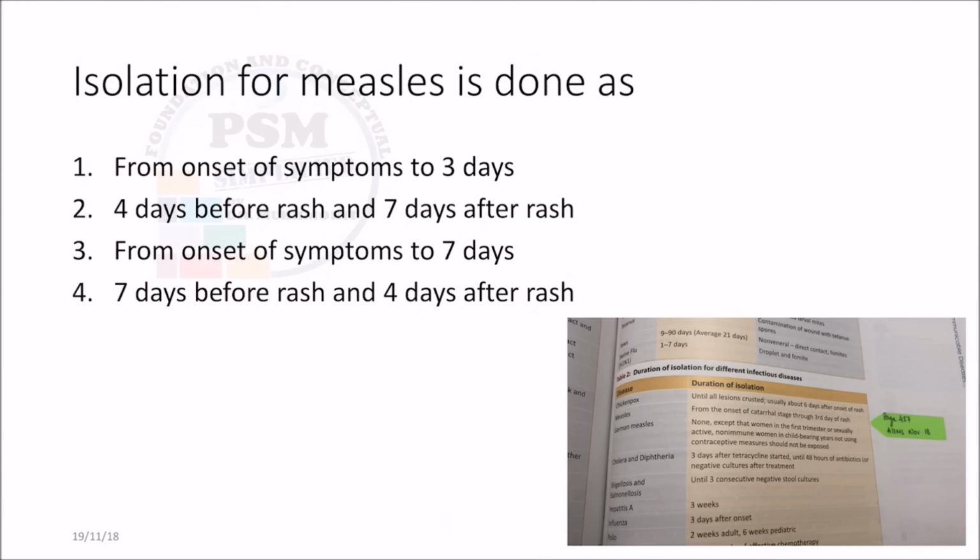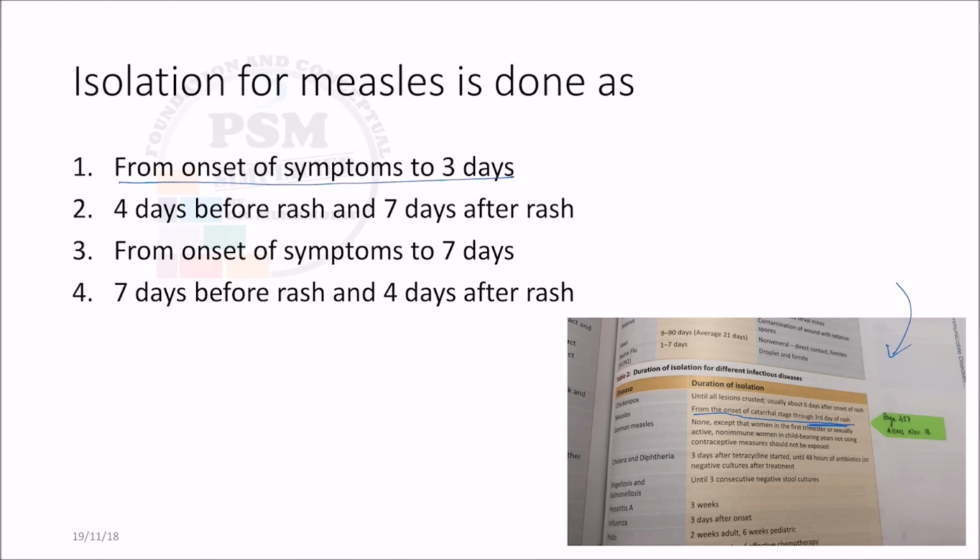Isolation for measles is done as. So as you can see in our book, this question was also there. It was a direct question, that the isolation of measles is till the third day of the rash. So from the onset of the symptoms to the third day, we call that the isolation period for measles.